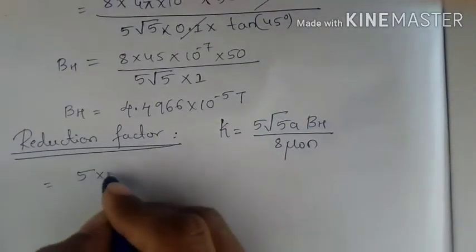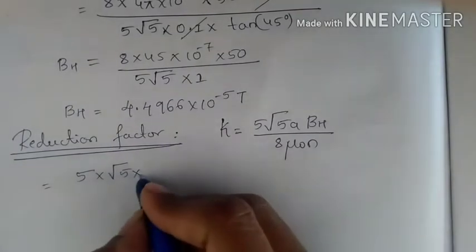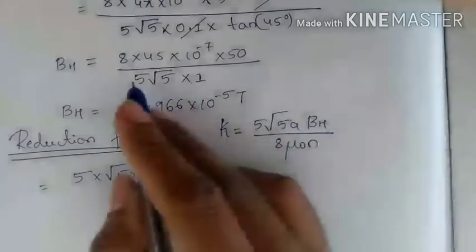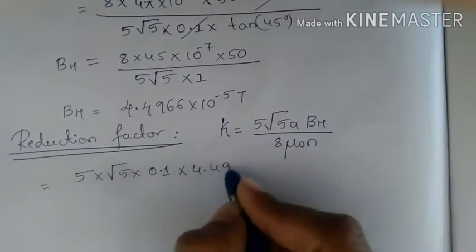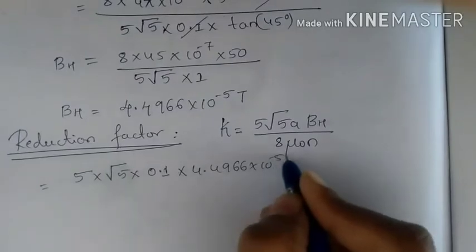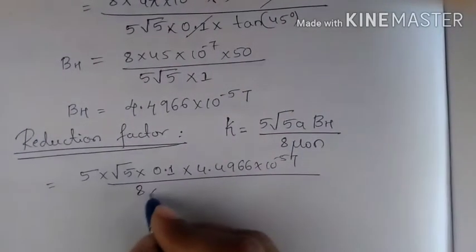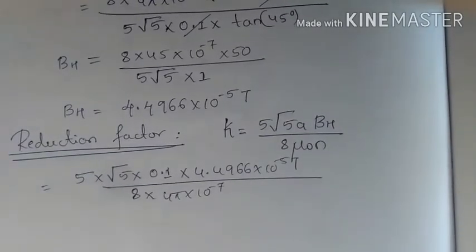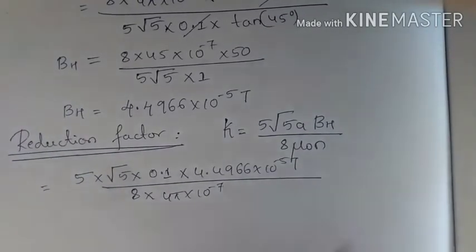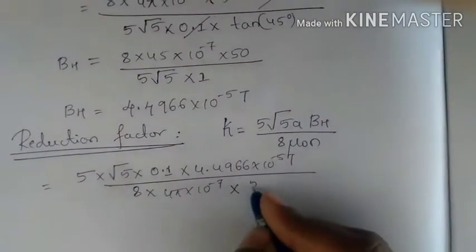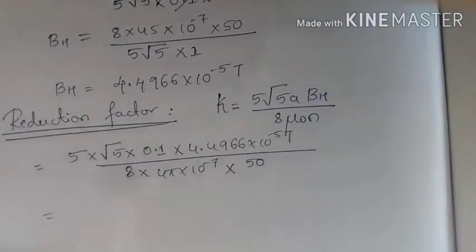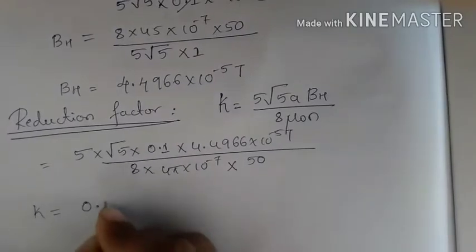So 5 multiplied by root 5 into A, which is 0.1, into what we have for BH, it is 4.4966 into 10 power minus 5 Tesla, divided by 8 into 4 pi into 10 power minus 7. The value of mu naught is constant, that is 4 pi into 10 power minus 7, multiplied by number of turns, which is 50. Now if you solve this expression, then you get K as 0.1 amp.